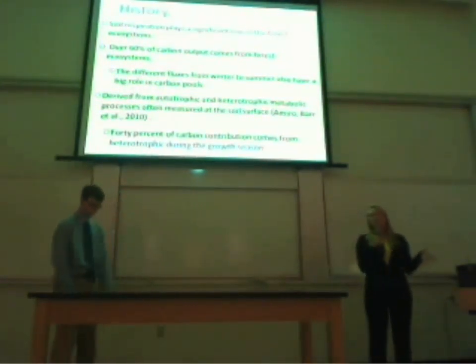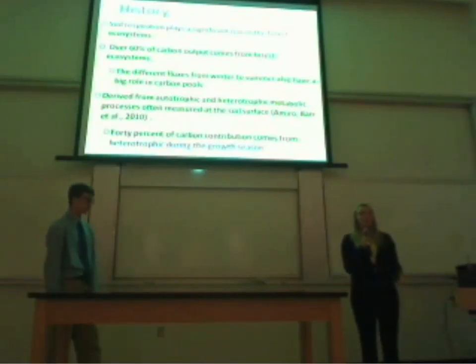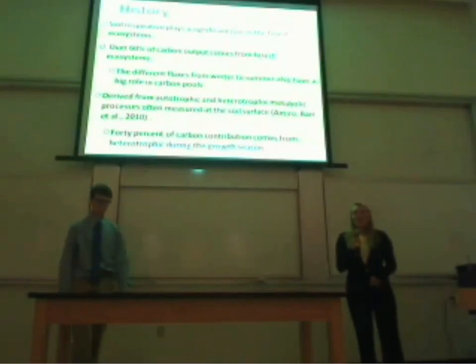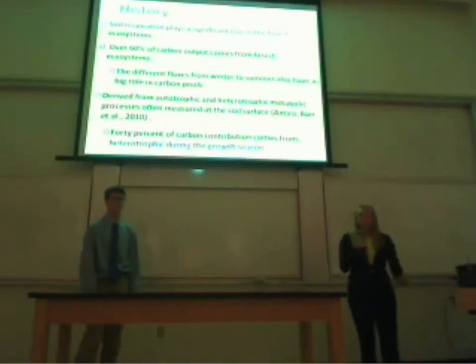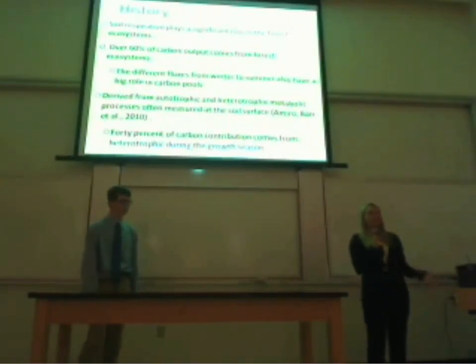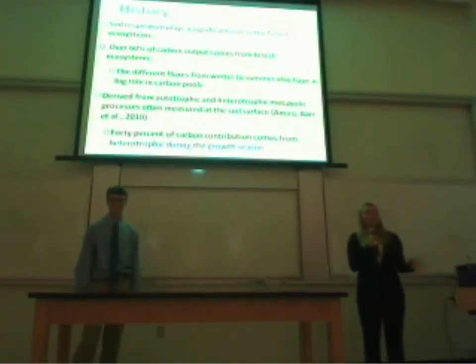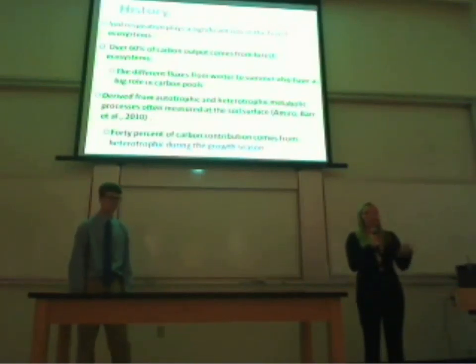Respiration is a really big part of ecosystems. Trees put off 60% of respiration. And we also learned that bacteria and fungi do have an effect on soil, so it's not just the trees. You'll have different fluxes throughout winter and summer because of the dormant trees and the non-dormant trees. You also have the two categories of microbes in the soil, autotrophic and heterotrophic. Heterotrophic put off more carbon during the growth season.